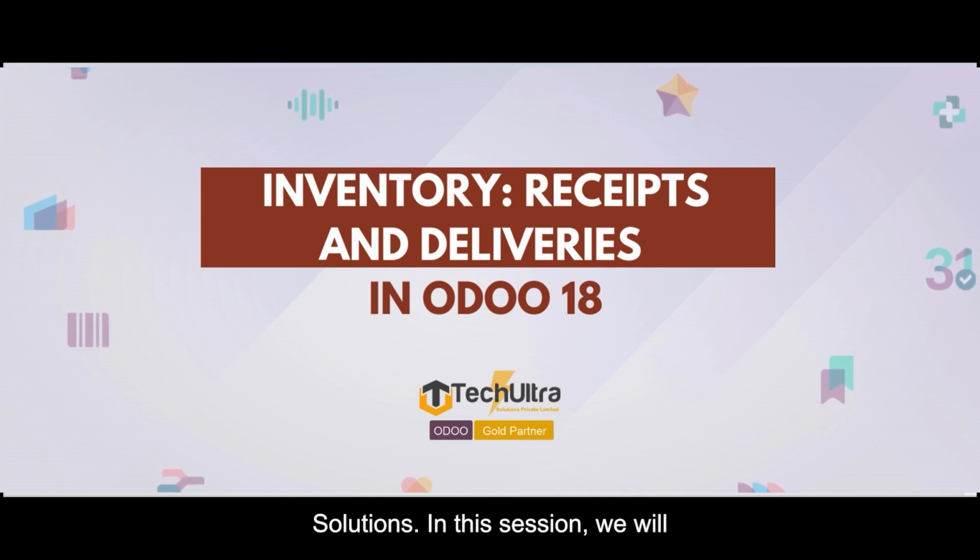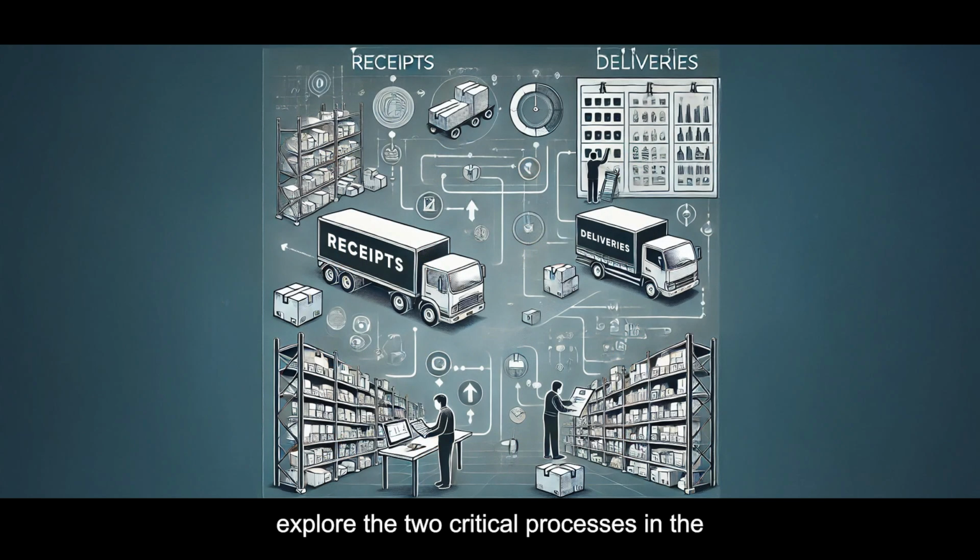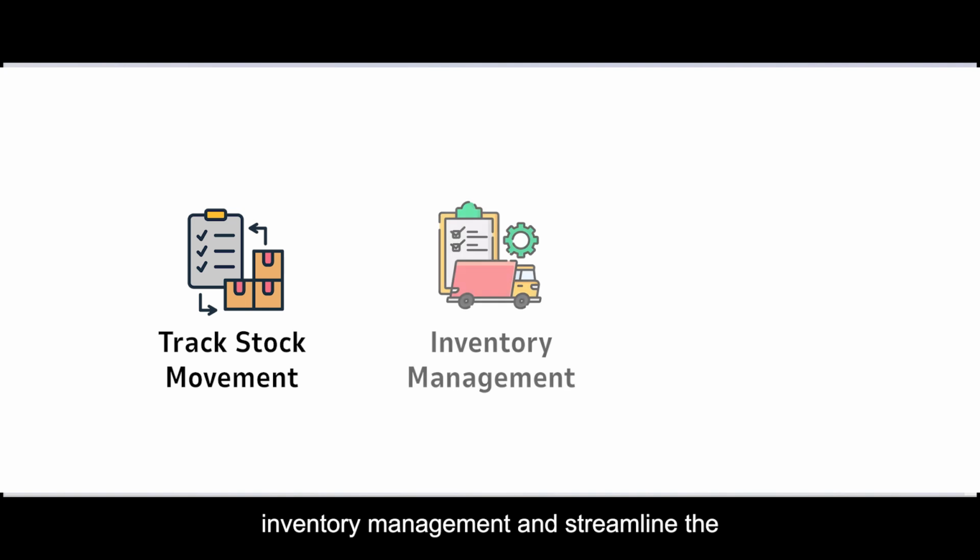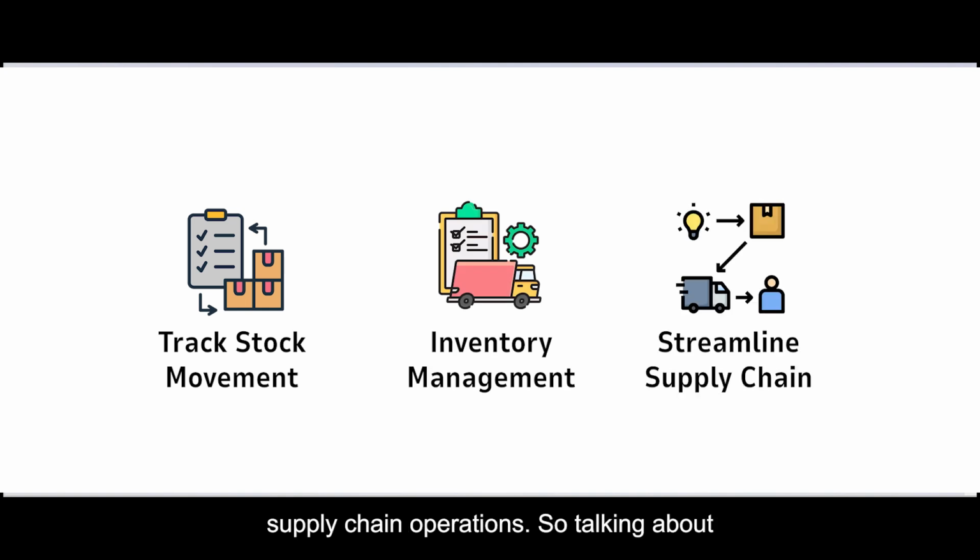In this session, we will explore two critical processes in the Odoo 18 inventory module, which are receipts, incoming shipments, and delivery orders, which are the outgoing shipments under the operations section. These processes help businesses track stock movements, ensure proper inventory management, and streamline supply chain operations.